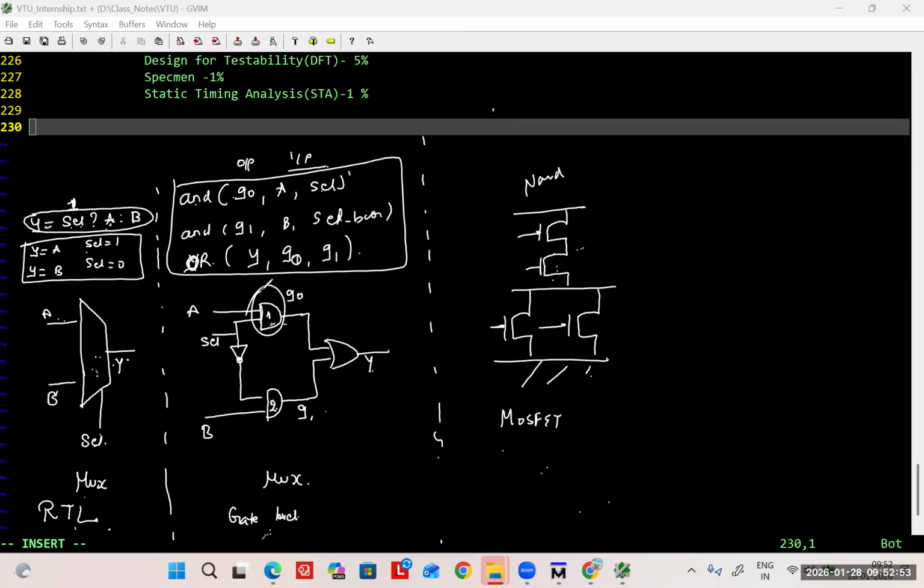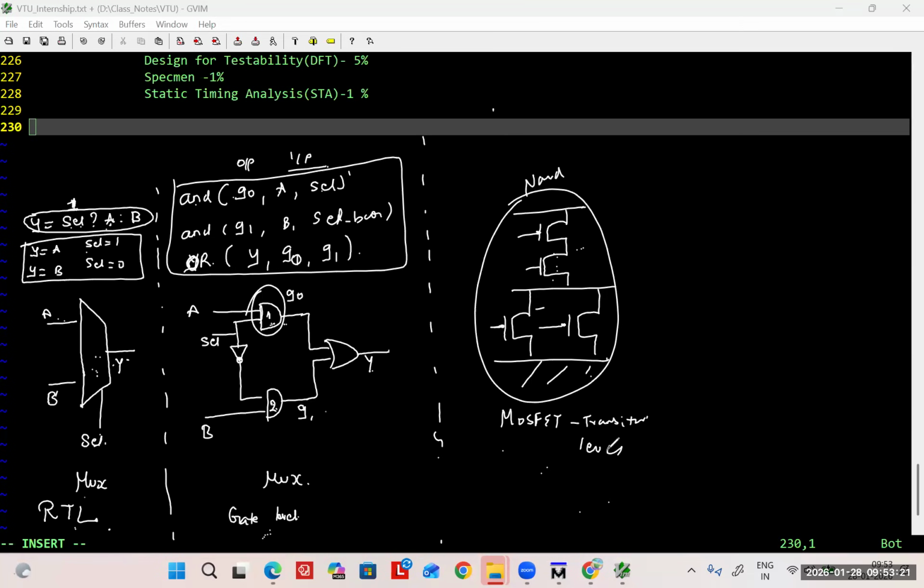What is this gate? AND gate. And what is this? NAND. From the NAND, can you make AND? Possible or not possible? Possible. NAND and NOR are called universal gates. Now, with this, it is a transistor, correct? Transistor level.